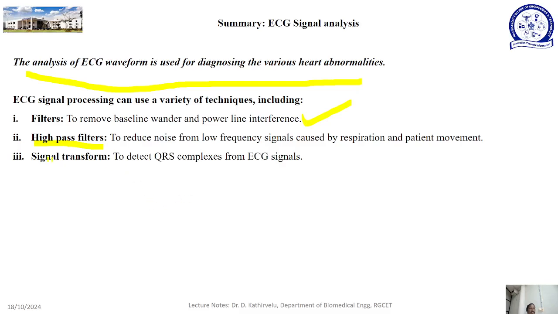What is signal transform? Signal transform is also required to extract the portion of the QRS complex which is of very much clinical importance in an ECG wave. So, in short, ECG waveform is used for diagnosing heart abnormalities, and signal processing in ECG involves filtering to remove the baseline wander, power line interferences, and any other noises or high frequency noises caused due to patient movement, respiration, or whatever it is, and appropriate signal transform techniques to detect the QRS complex from the acquired ECG signal.